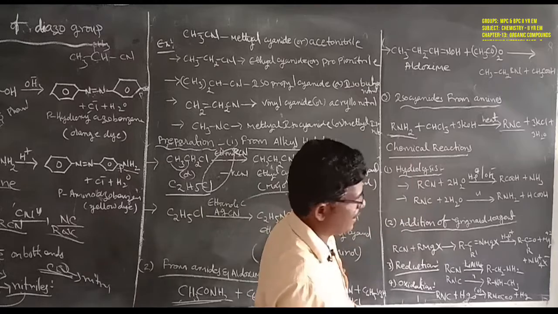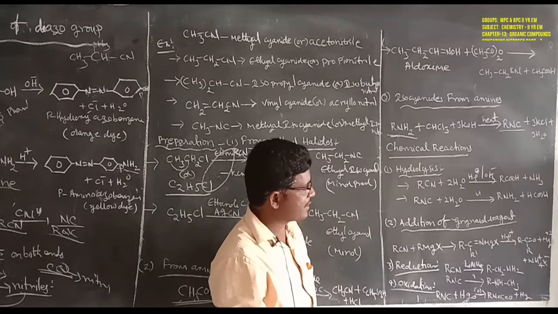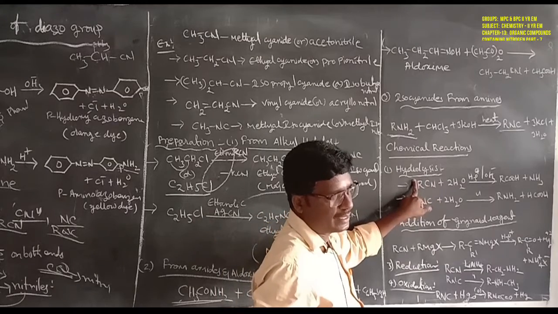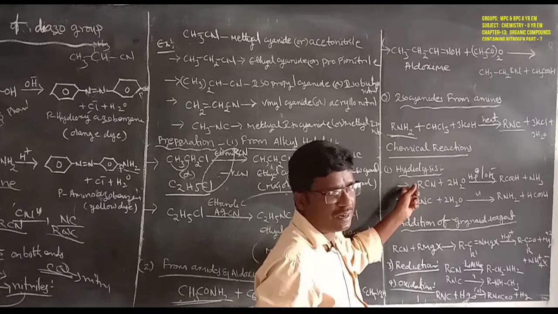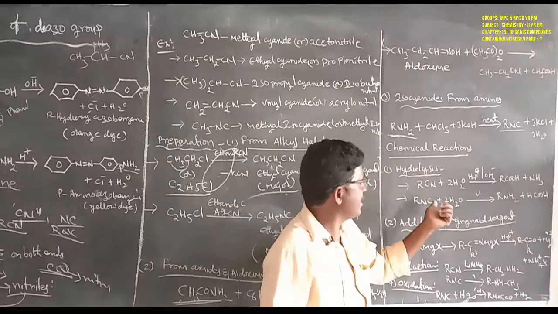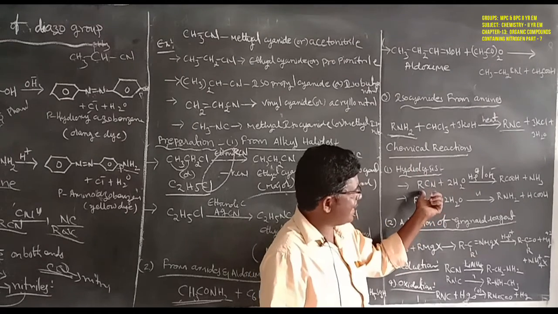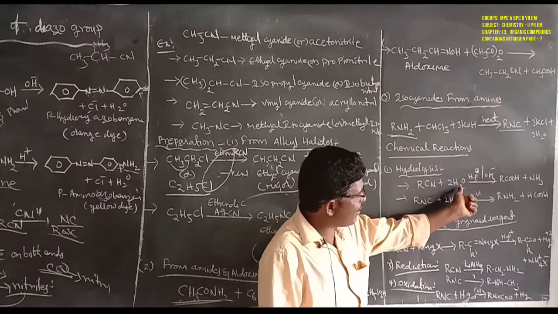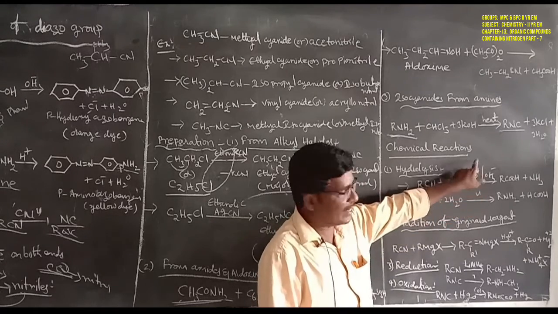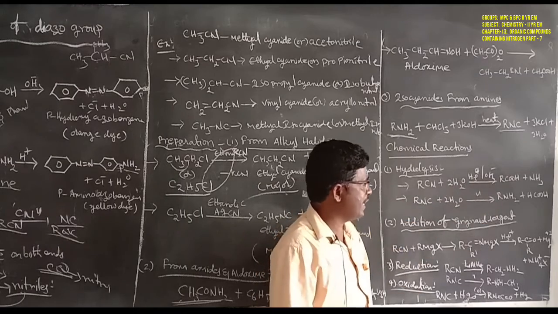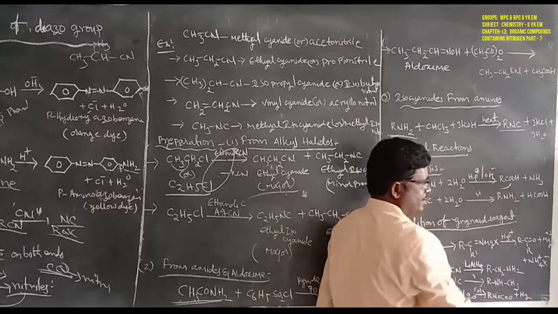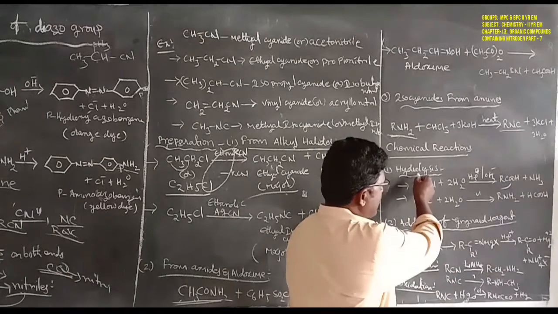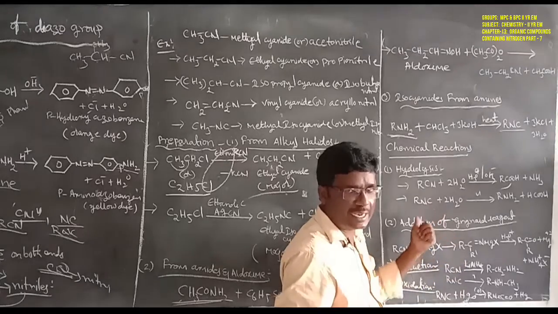Next, chemical reactions of the cyanides and isocyanides. First one is the hydrolysis reaction. Hydrolysis means dissolving in, or combining with, the water molecule. Alkyl cyanide undergoes hydrolysis in the presence of hydronium ion or OH minus ion, then forms carboxylic acid and ammonia.